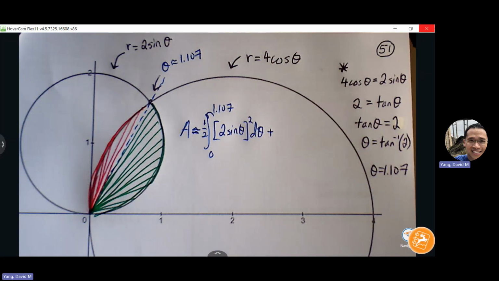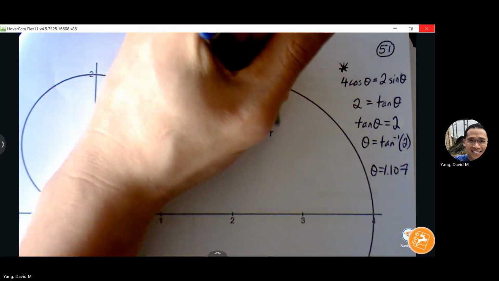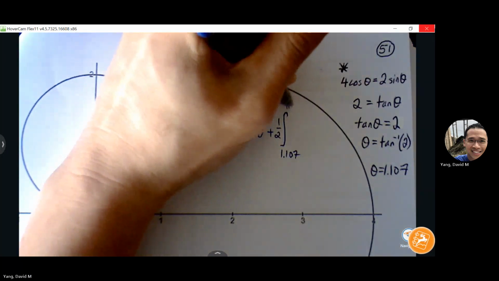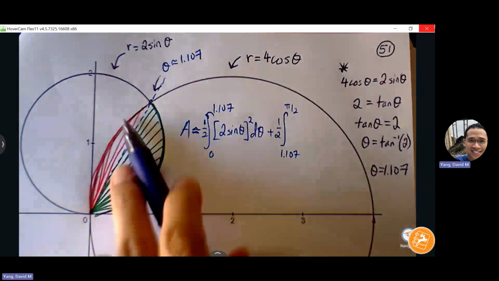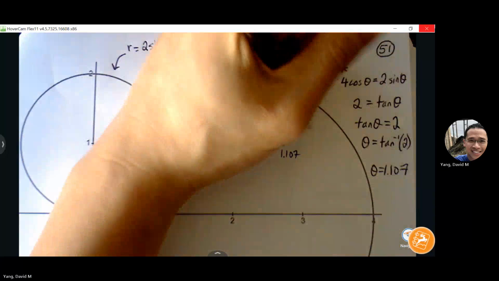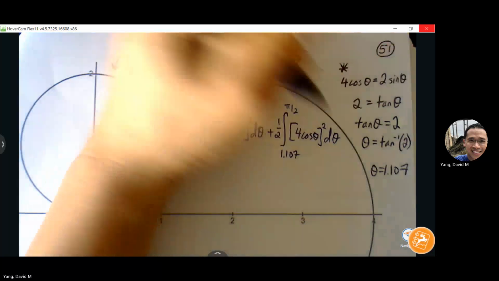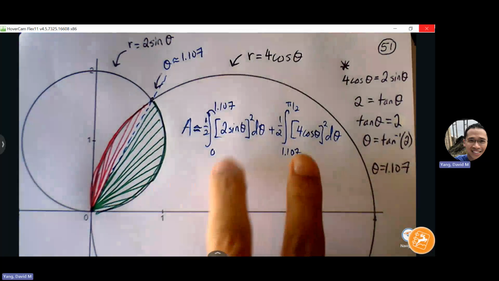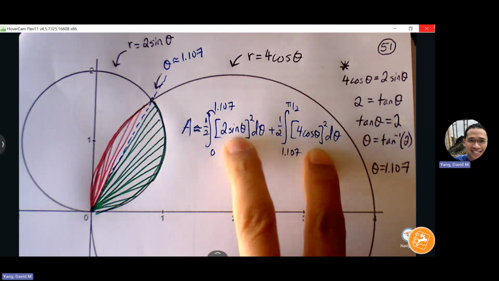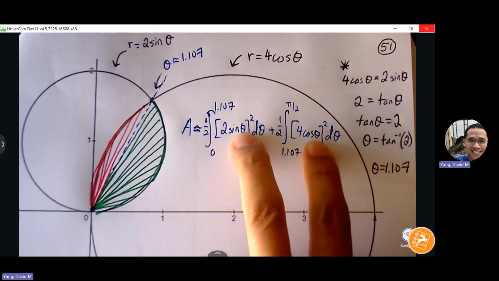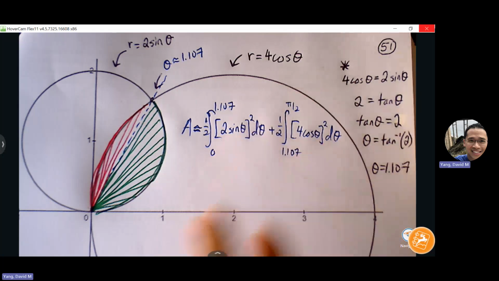And then the second region is from 1.107 to pi over 2. And it's hitting the other graph, right? It's hitting that 4 cosine theta. And then the rest is just calculator. Again, you don't have to be in polar form to get this. You just have to be able to plug in the calculator. You can be in rectangular form, replace theta with x if you wanted to in the calculator.